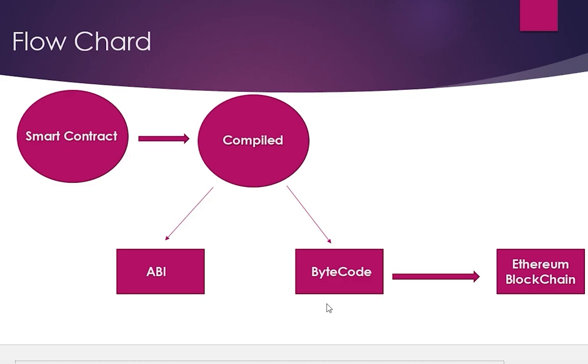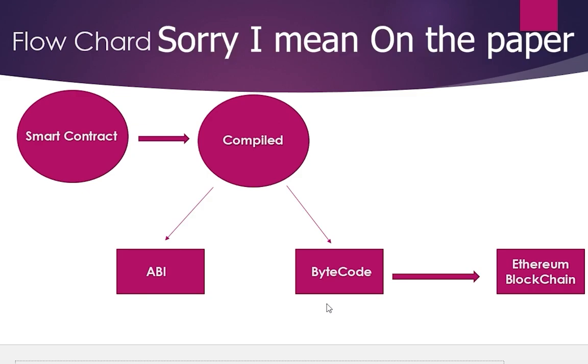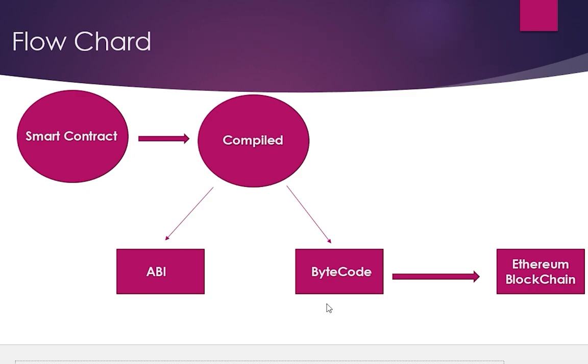Whenever a smart contract gets compiled and deployed, only the bytecode runs on the Ethereum blockchain, not the whole smart contract. You must remember this, or write it down on paper so that you will not forget it. Now let's move to the practical.